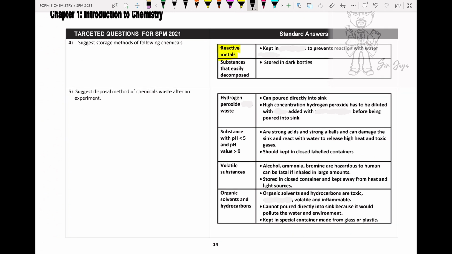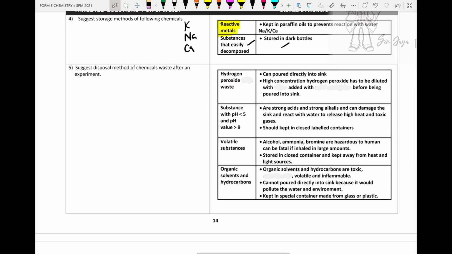What are the reactive metals? The reactive metals can be potassium, sodium, calcium. All these are reactive metals. To prevent reaction with water and oxygen, we must keep them in paraffin oil. Substances that easily decompose, like chloroform and ammonia, should be kept in a dark bottle to avoid contact with light and heat sources.